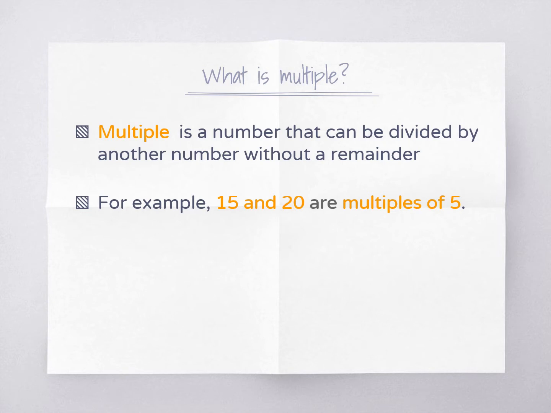What is multiple? As we know, multiple is a number that can be divided by another number without a remainder. For example, 15 and 20 are multiples of 5.